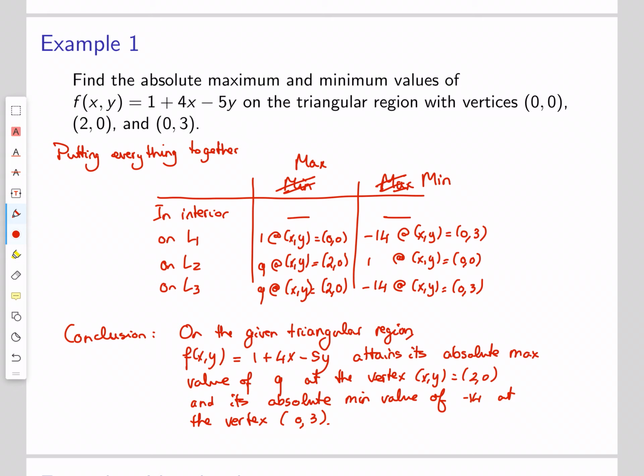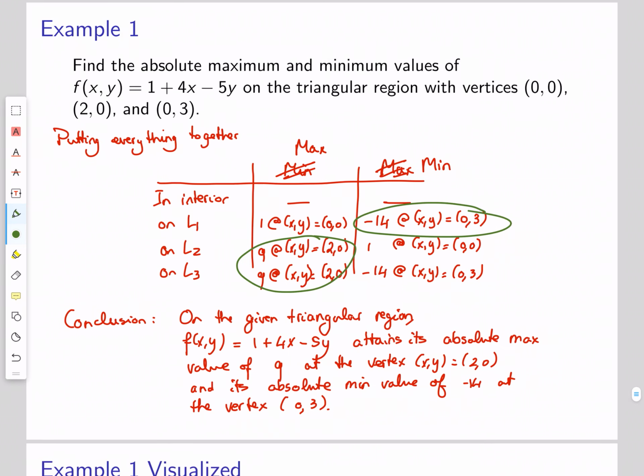And so then if we look overall in the entire table here, the absolute maximum is 9 at the point (2, 0), and the absolute minimum is minus 14 at the vertex (0, 3). Okay, and so I have summarized that at the bottom of the page. The max is 9 and the min is minus 14.